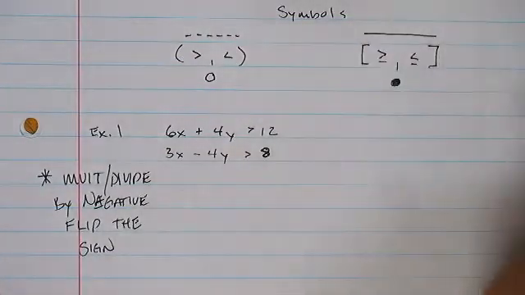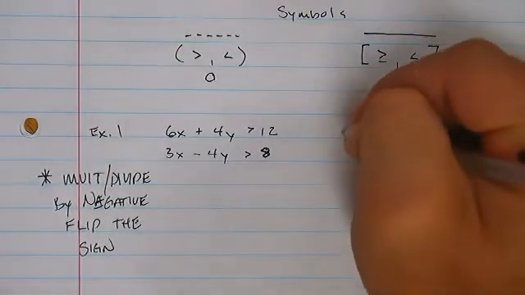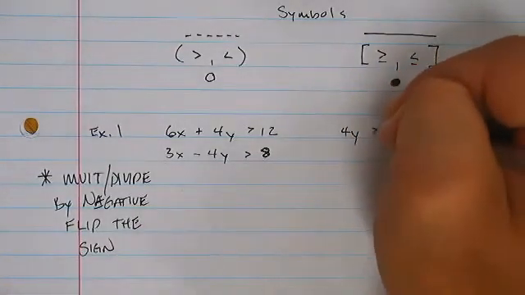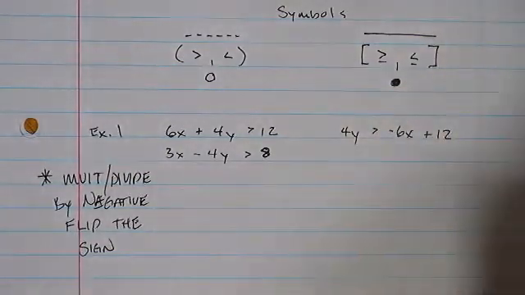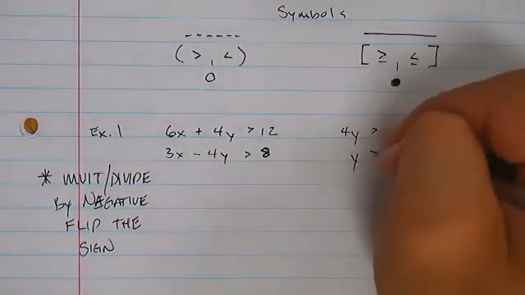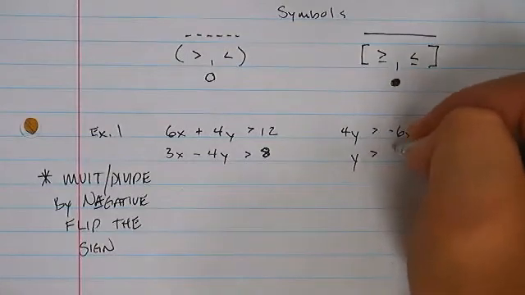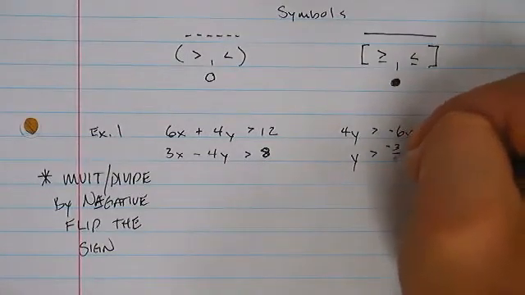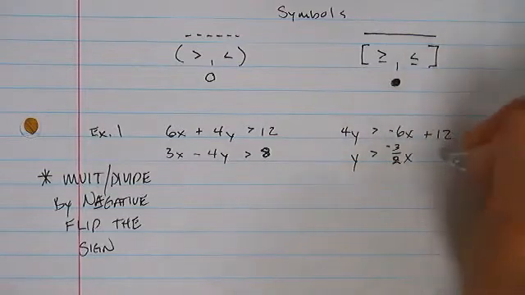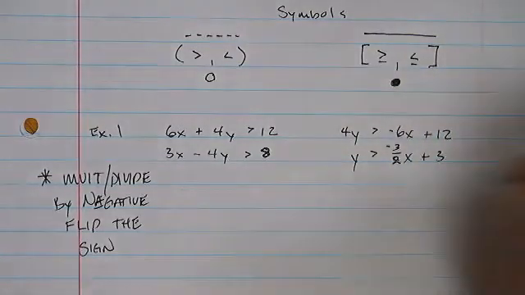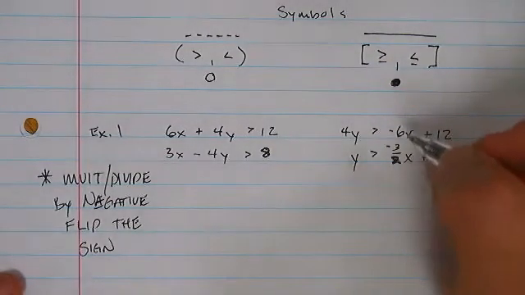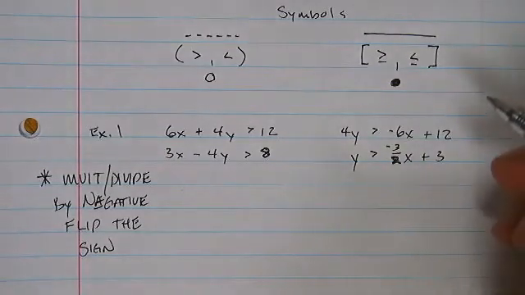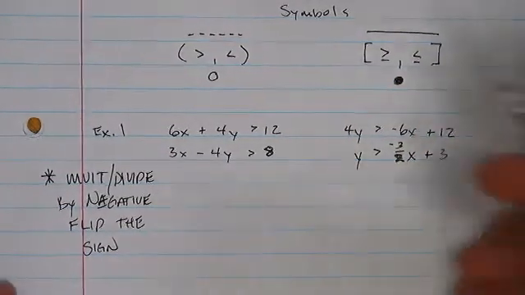So in this one, I know I'm going to move that 6 over, and so I've got some converting to do. That's going to give me 4y greater than negative 6x plus 12. Divide everything by 4, so we get y is greater than negative 3/2x, and then plus 3. Okay, so negative 3/2 plus 3. That was because I divided by 4, and 6 over 4 would simplify to 3 over 2.